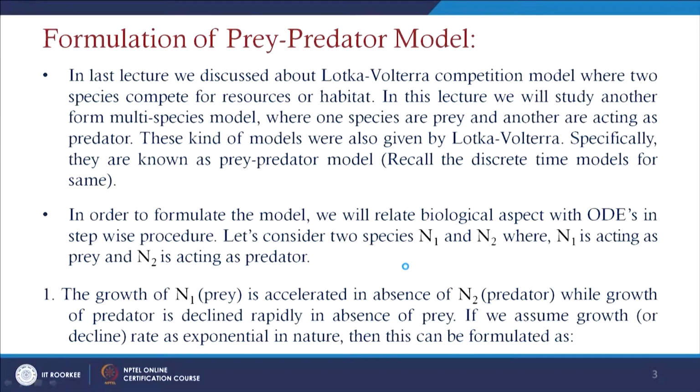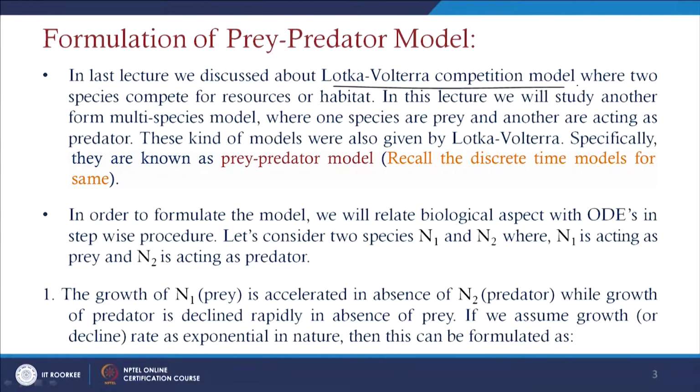In the last lecture, we discussed the Lotka-Volterra competition model: if more than one species is present, either interspecific or intraspecific, they will compete with each other for resources or to survive. So when two or more species are present, we use this competition model. They can compete for resources or habitat, and that is what we call a competition model.